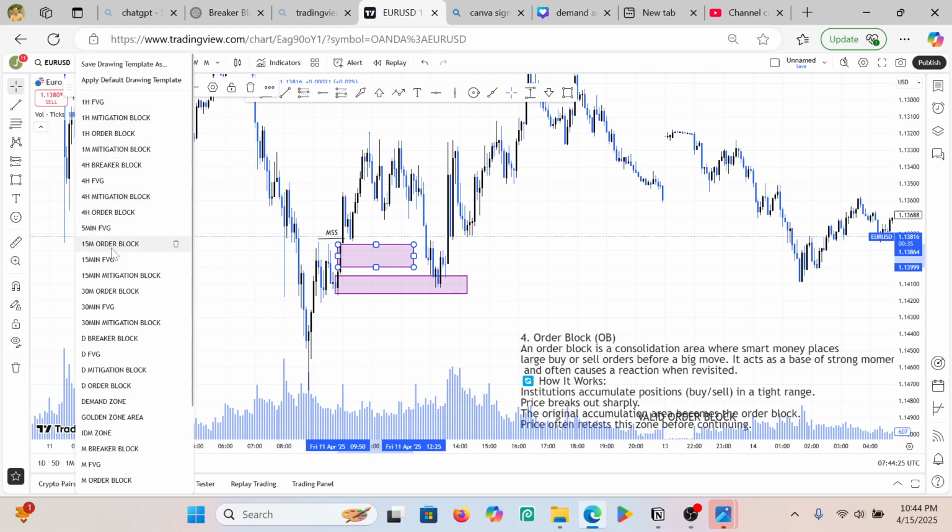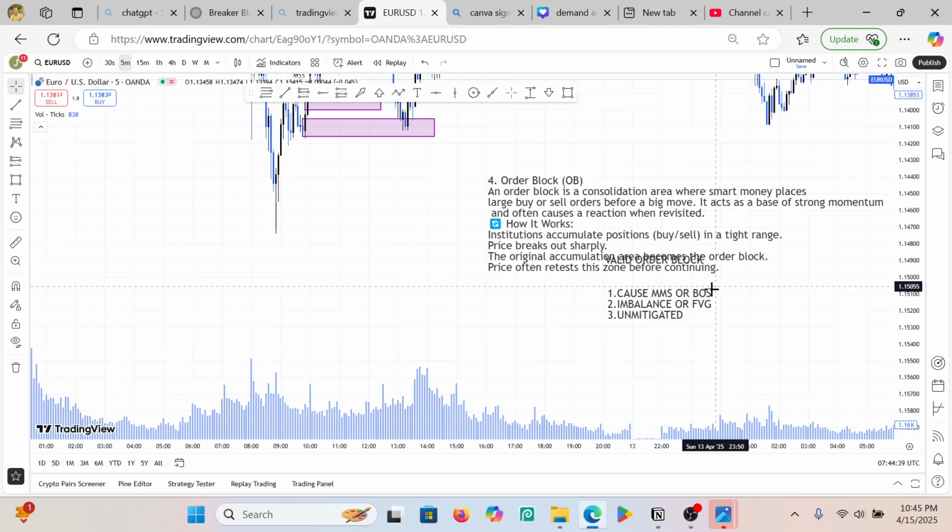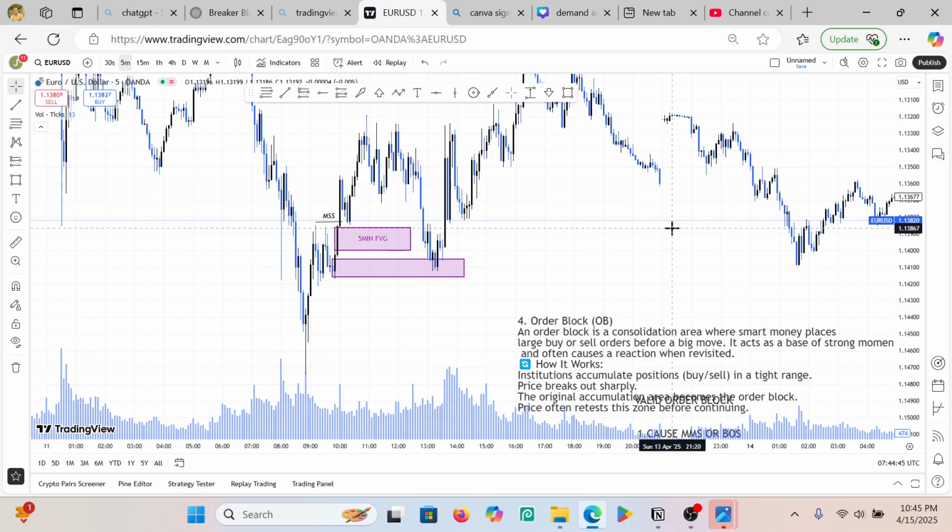That's 5 minutes. 5 minute FVG. That's a fair value gap. This market, you can see, I have said that it must cause a market structure shift or a break of structure. You can see there's a market structure shift here.